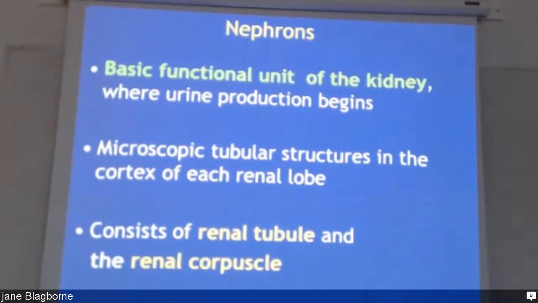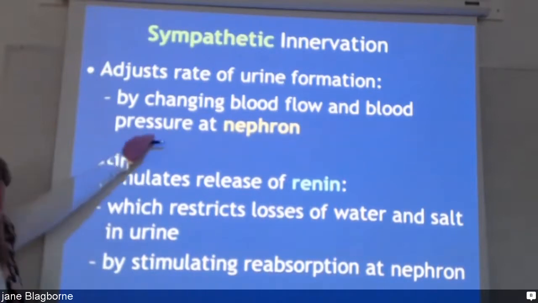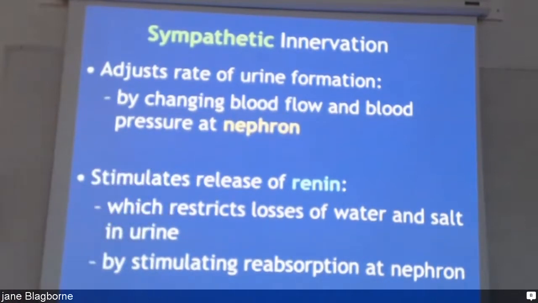Okay, so renal course. I think we did that. They're sympathetically innervated. They adjust the rate of urine formation by changing the blood flow and blood pressure. Now, that's important because if someone has high blood pressure, it actually can damage these nephrons. So that's another reason why people should be monitored for their blood pressure, because constant high blood pressure can do kidney damage.